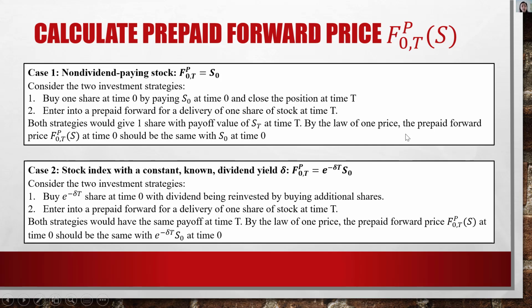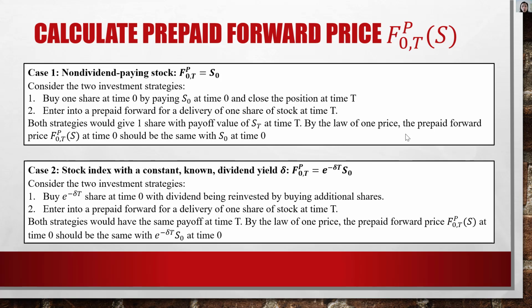Now in the second case, suppose we buy a stock index with a constant known dividend yield rate delta. So we consider two investment strategies. The second strategy should be the same as the second strategy in the first case, while we have to amend the first strategy. In the first strategy, we amend a little bit. Instead of buying one share at time 0, we buy e to the negative delta T shares at time 0 with dividends being reinvested by buying additional shares.